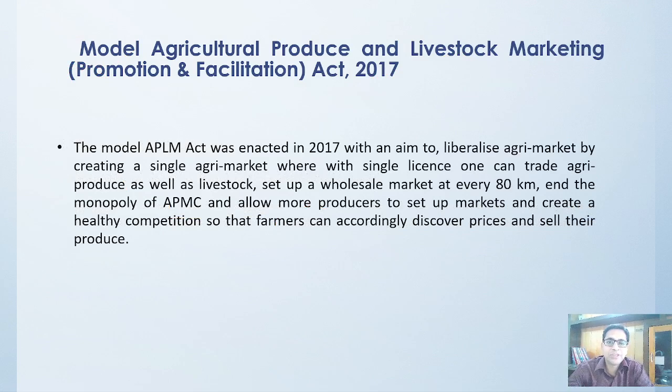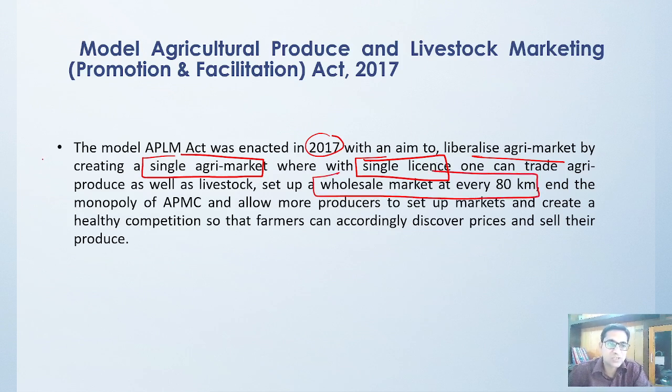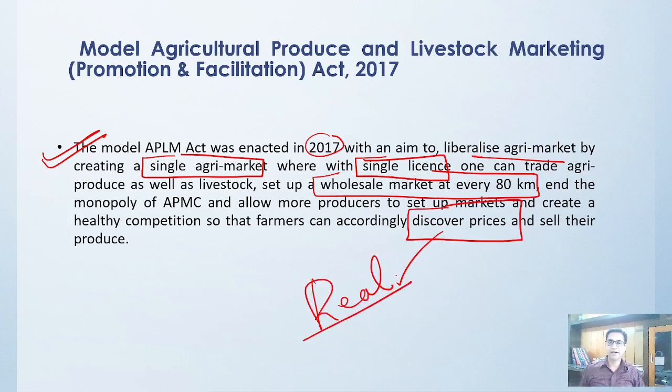So this model APMC law was enacted in 2017, aimed to liberalize the agriculture market, to create a single agriculture market, and to create a single license for every trader, whether for grain as well as livestock. And the wholesale market should not be more than 80 km away. So this is what the model APMC act has released, so that producers, consumers, traders and everybody have a win-win situation. And the major aim is to discover the real price of any commodity without any kind of fluctuation.